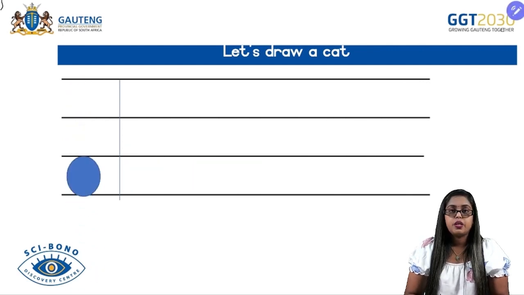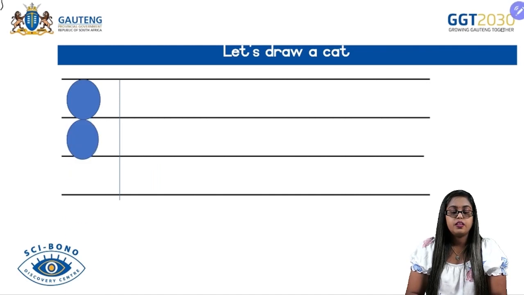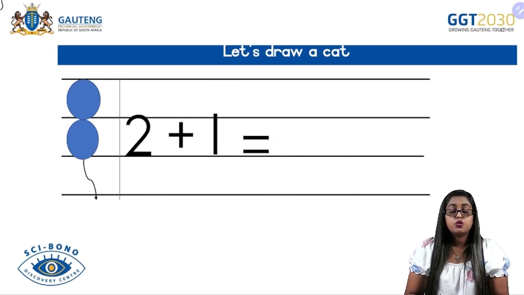Draw your cat in the margin with your head, body, and tail. And then start. 2 plus 1 equals. Remember to draw your plus sign as a cross. And now we are going to draw shapes to help us. 1, 2, plus 1 more.